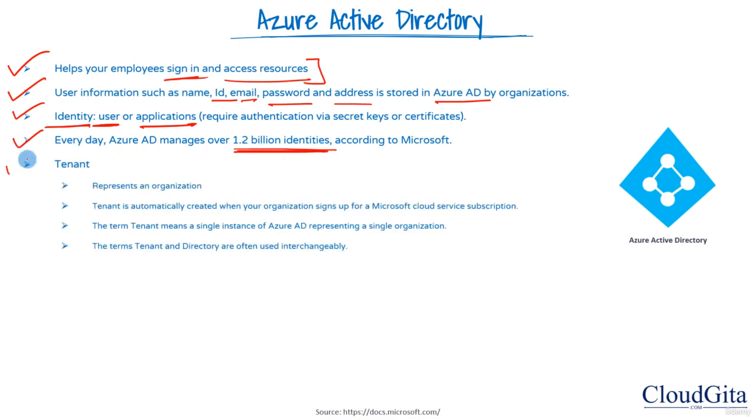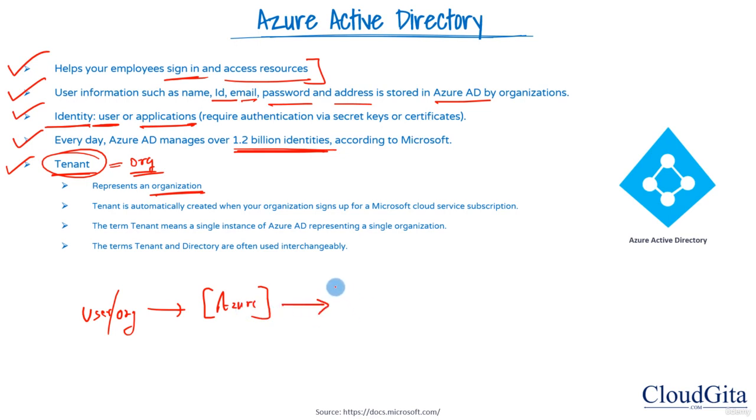Now I want to introduce another term here, that is tenant. What is a tenant? Tenant represents an organization. So tenant is equal to organization. So for example, let's say as a user or maybe as an organization, you have created your Azure account, right? Now, when you create your Azure account, Azure by default creates a tenant for you, right? And this tenant has a one-to-one relationship with Azure Active Directory, right? And under this tenant, you can create different users. For example, user 1, user 2, and basically you can create different users.